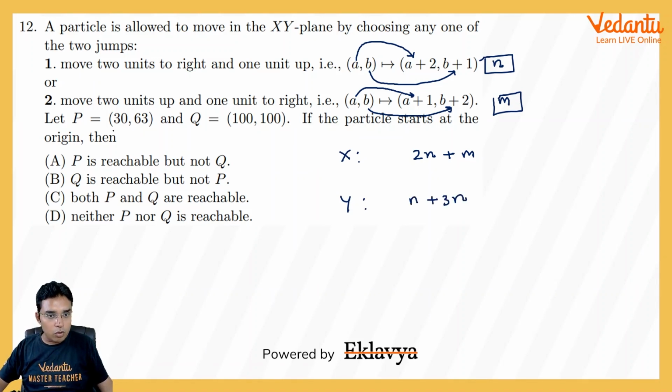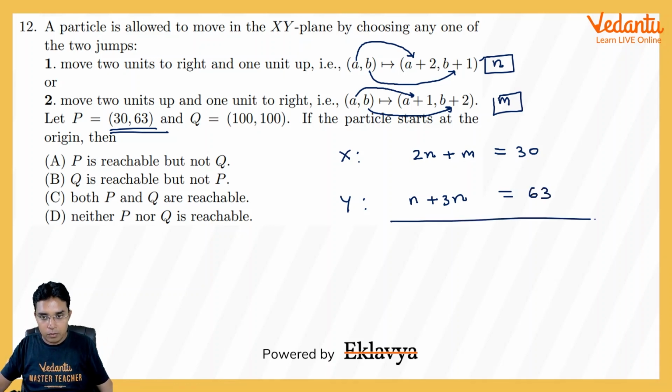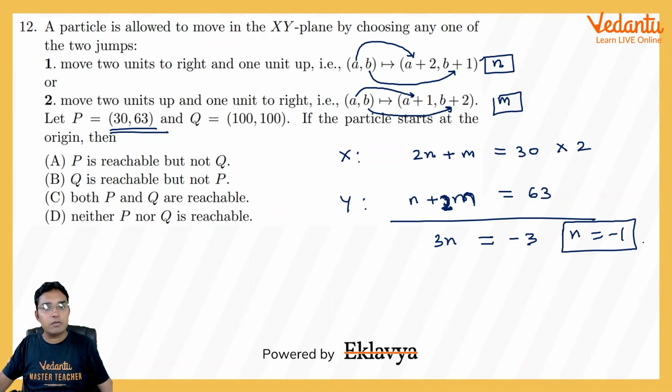Now, if I want to know whether P is reachable or not, I will be solving it for this to become equal to 30, because we started with origin. So x coordinate, y coordinate both were 0, 0. Now P has 30 and 63. So this is what we will be getting. Now, I think here it is 2, not 3, it is 2. And this is 2m, not n. Now to get the values of m and n, we can multiply this by 2 and subtract. This will be 2 into 2, 4. So here we will be getting 3n is equal to 60 minus 63, so minus 3. So n will be equal to minus 1. I think this is not possible, because you cannot take negative number of steps.